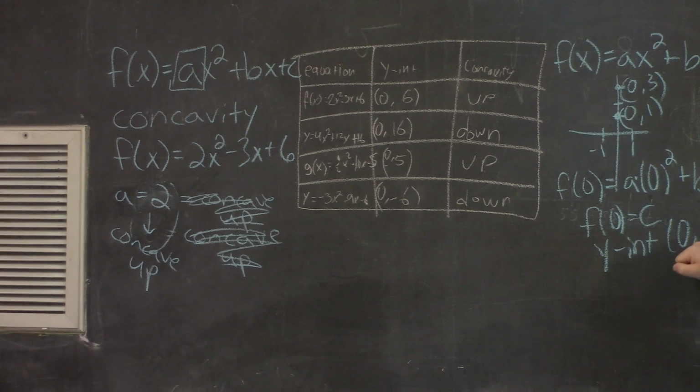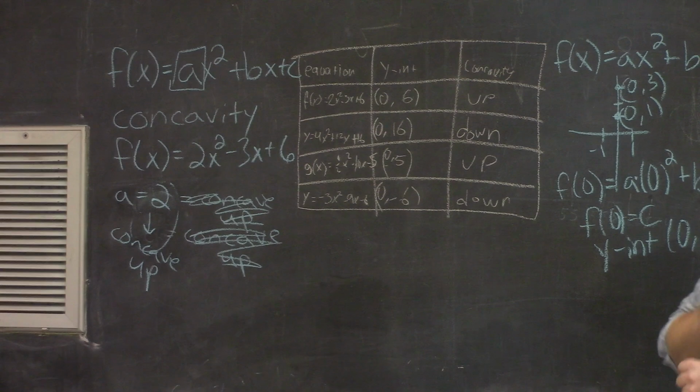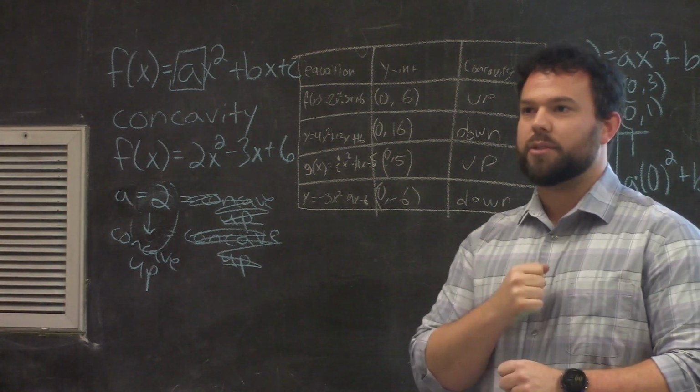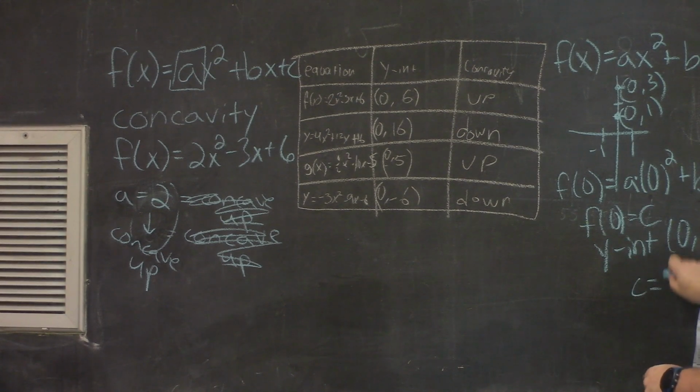Now be careful with this as well. A y-intercept is a what? A point. What is that x value? Sorry. What is the y-intercept? It is a point. Make sure you write y-intercepts as points. The c is 6 for this one, but the y-intercept is 0, 6. Okay?